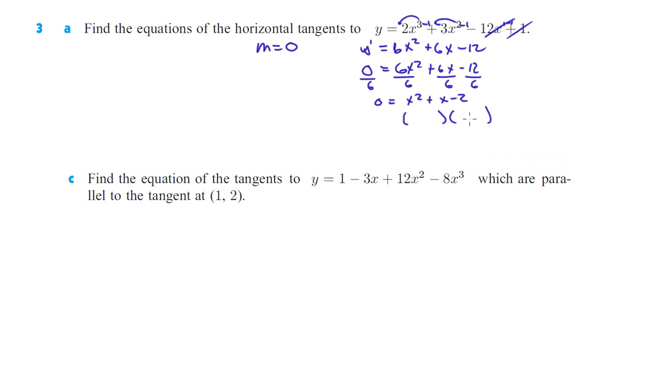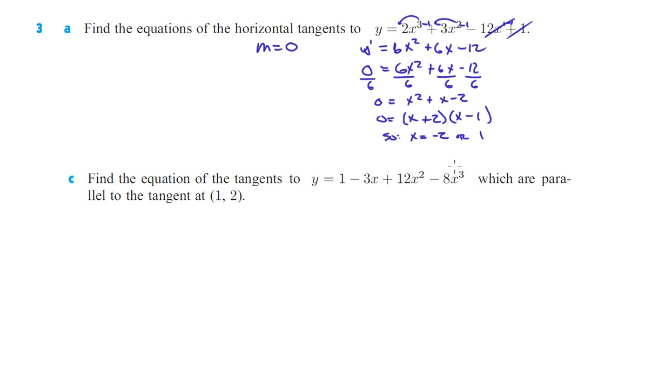So the factors of 2: the only factors of 2 are 2 and 1, right? And they have a difference of 1. They have to add up to positive 1, so it's going to have to be positive 2 and negative 1. So this means that x has to equal negative 2, because negative 2 plus 2 gives us 0, or it can also equal 1, because 1 minus 1 is 0. 0 times anything will give us 0.